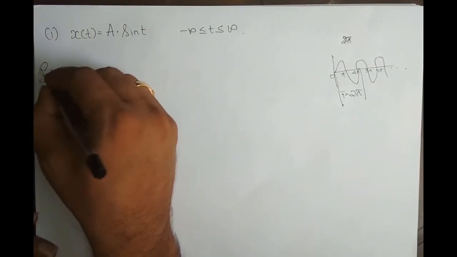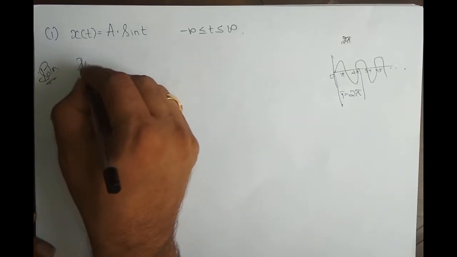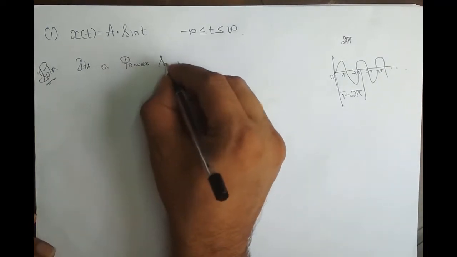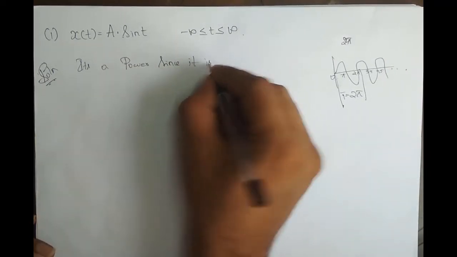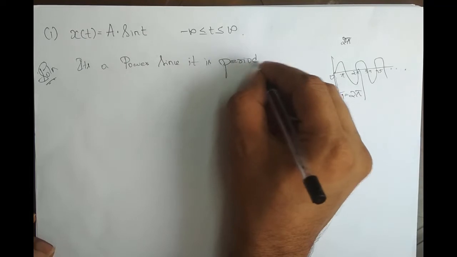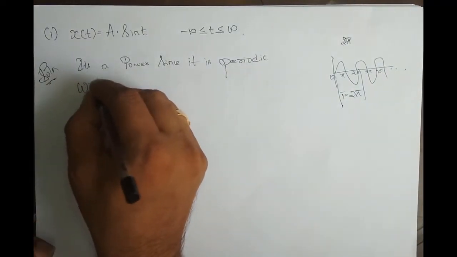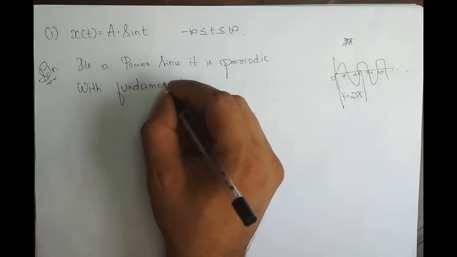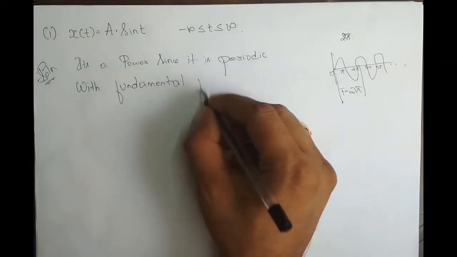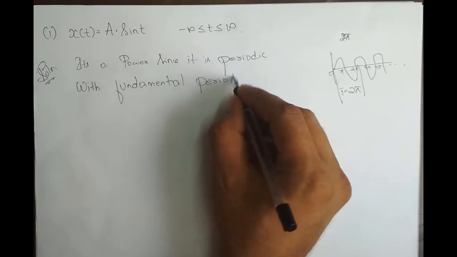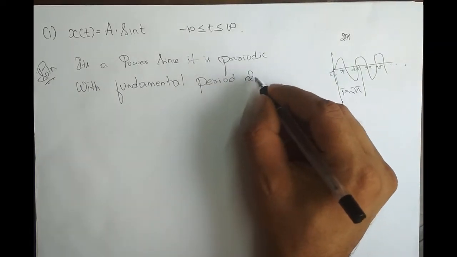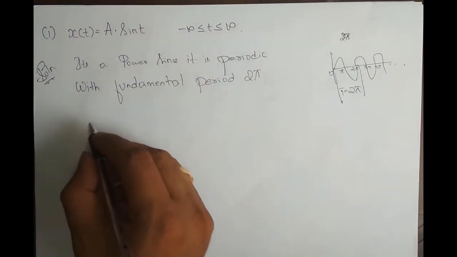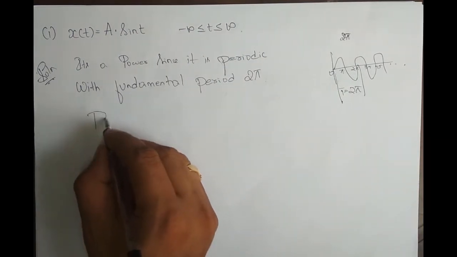So solution: it's a power signal. Why? Since it is periodic with fundamental period 2 pi. Okay, now since it's a periodic signal, it's a power signal, so I have to find power.